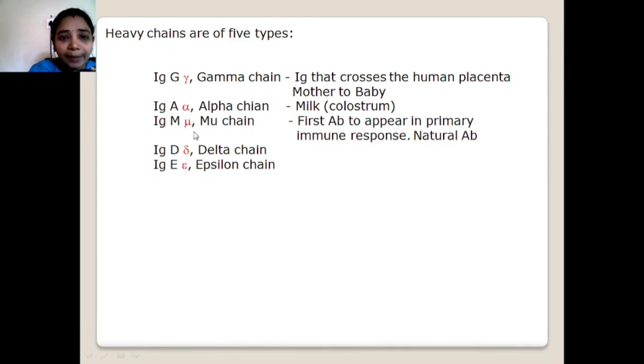Then IgM, that one is the mu chain. This one is the first antibody to appear in the primary immune response. When the antigen enters our body, the first immune response is the appearance of IgM. I trust you understood the clear idea about the structure of immunoglobulin.